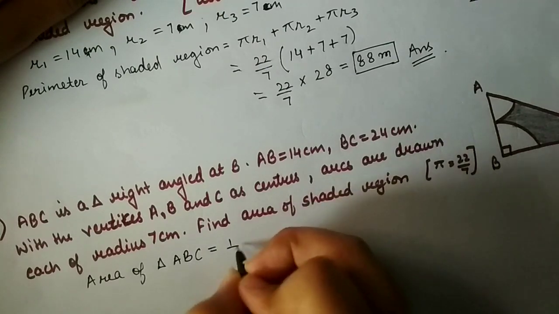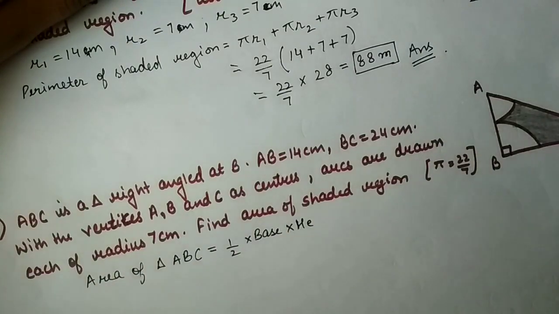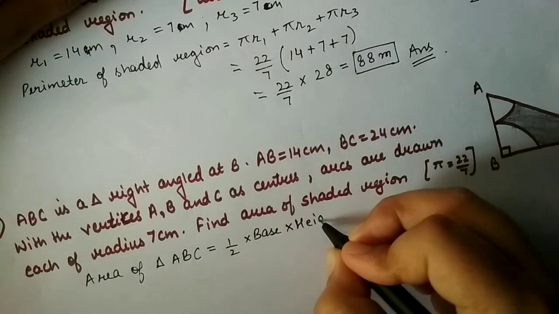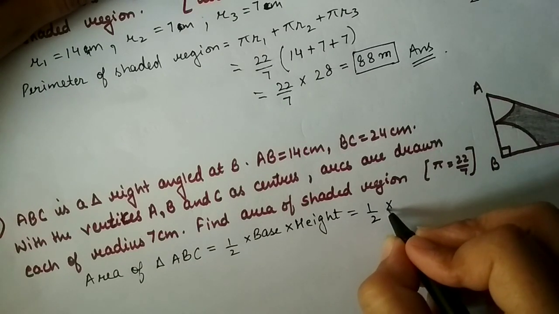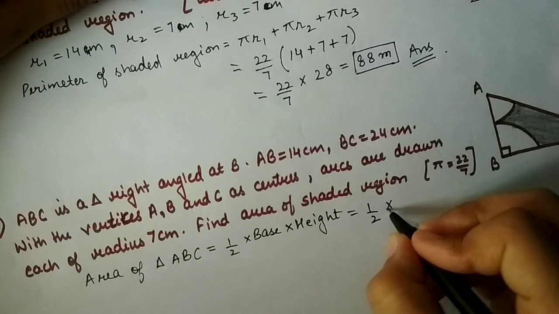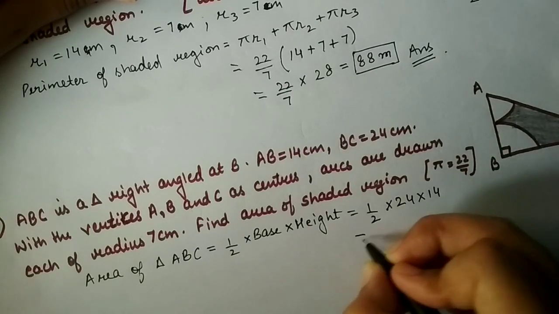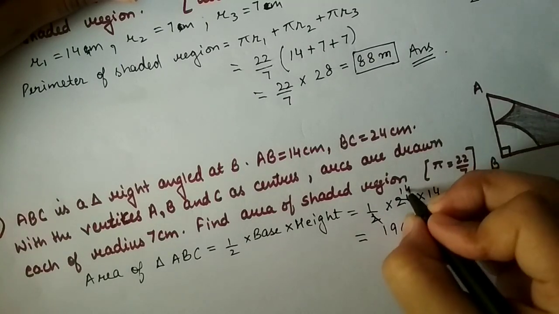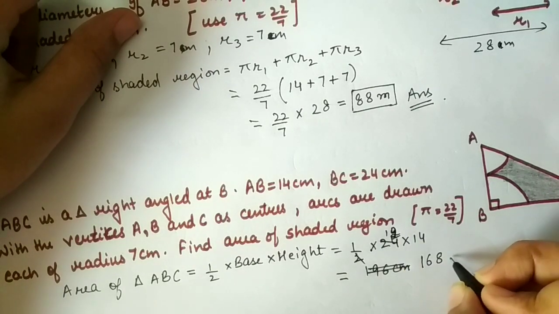Area of triangle is half into base into height. Now what is the base? It is a right angle triangle, so AB is the height and BC is the base. So half into AB, which is 14, and BC, which is 24. So half into 24 into 14 is 12 into 14, that is 168. 168 centimeter square is the area of the triangle.